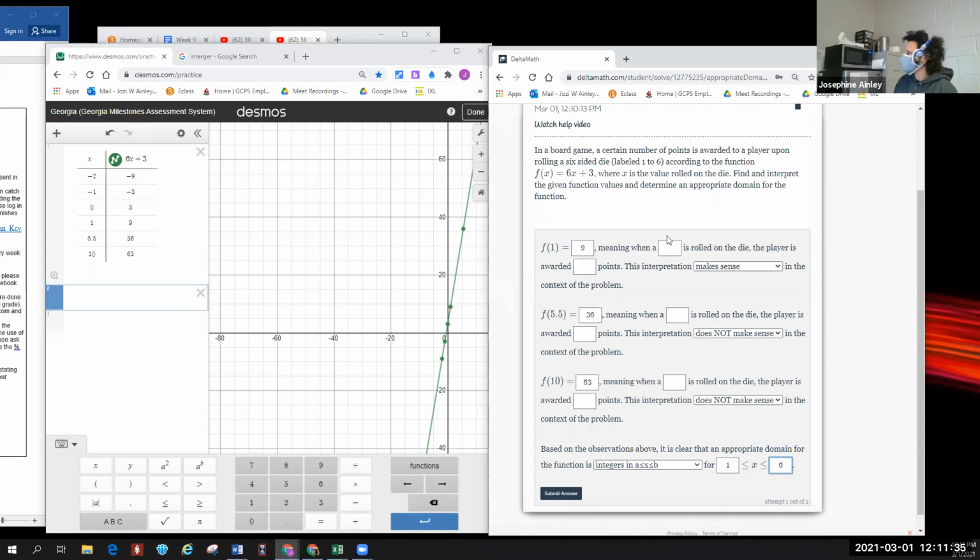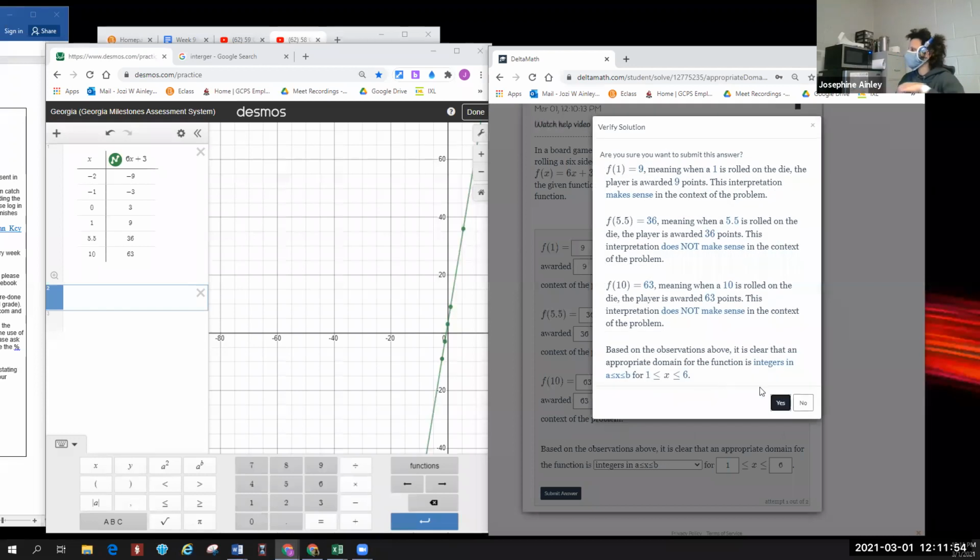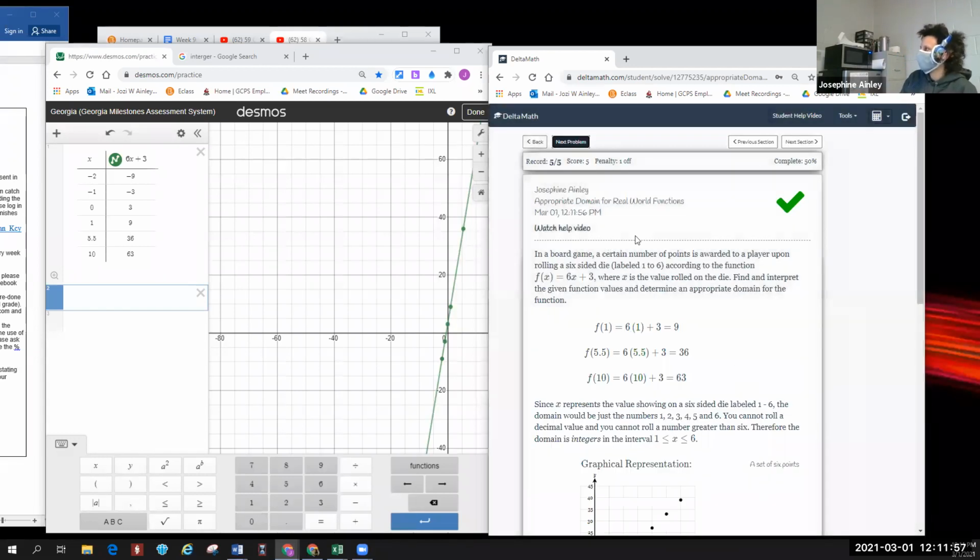And now let's write down the rest of it. Meaning when a 1, your X is the face value of the die. So when 1 is rolled, the player gets 9 points. When a 5.5 is rolled, then the player gets 36. When 10 is rolled, the player gets 63. All right, so that's it for real world problems.